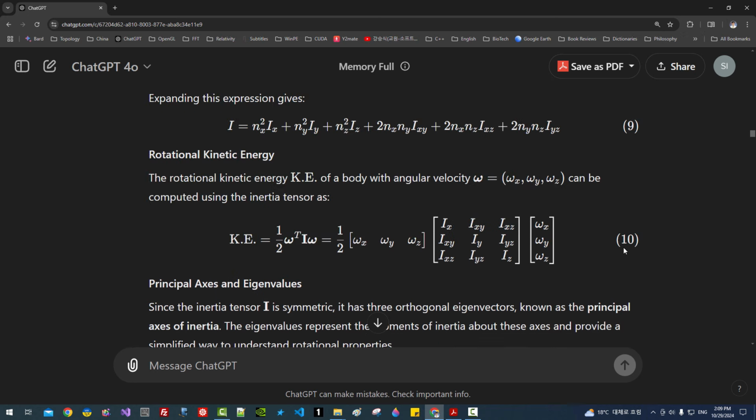Physical interpretation: equation 3 tells us that the moment of inertia about an arbitrary axis is a combination of the principal moments of inertia and the cross terms, products of inertia, weighted by the orientation of that axis. This effective moment of inertia, I, is then what you would use in the kinetic energy equation, KE equals 1/2 I omega squared, where omega is the angular speed about this arbitrary axis. This equation provides a complete and accurate measure of rotational inertia along any direction in space for a rigid body.